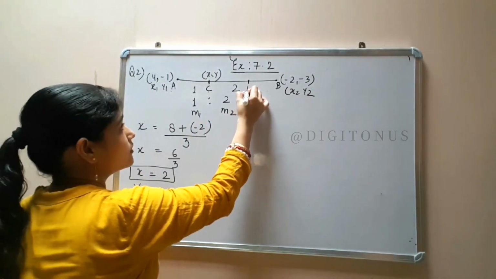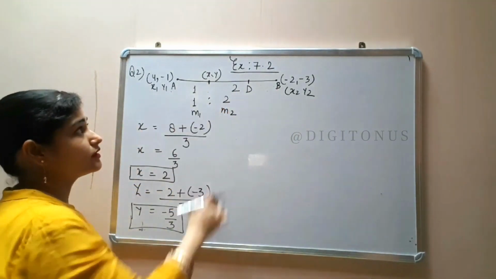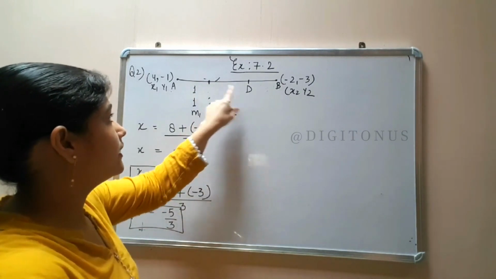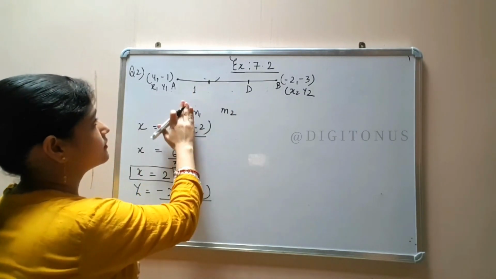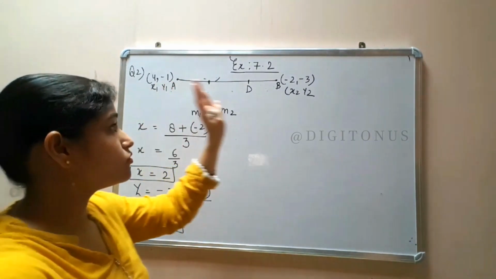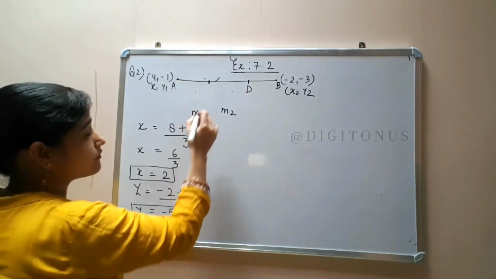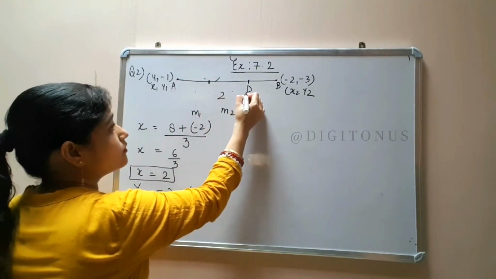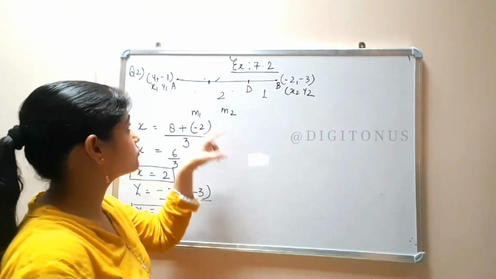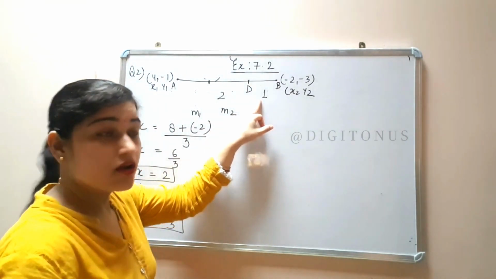Now we will work in AD and DB. The x1, y1 and x2, y2 will be the same. Only the difference will be in the ratio, which will be 2:1, not 1:2. It will be 2:1 because now this part is 2 and this part is 1.